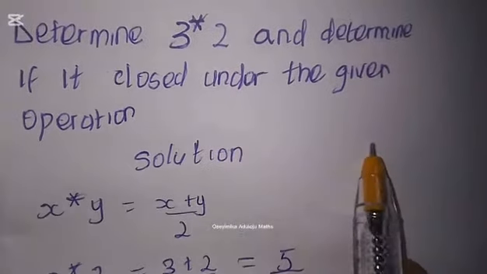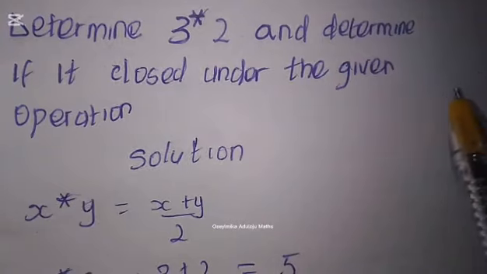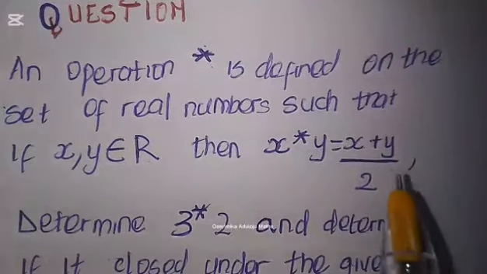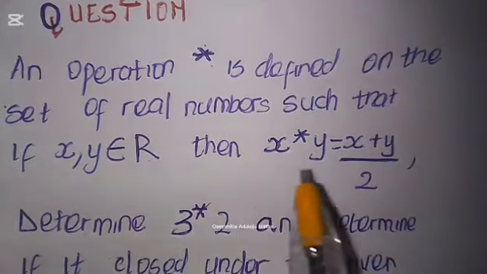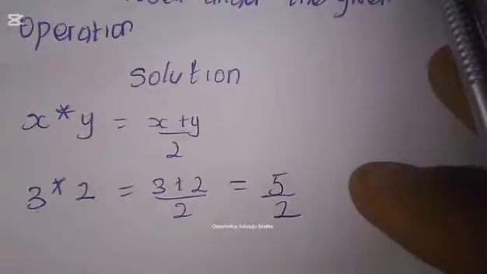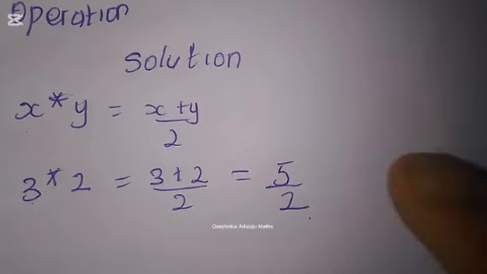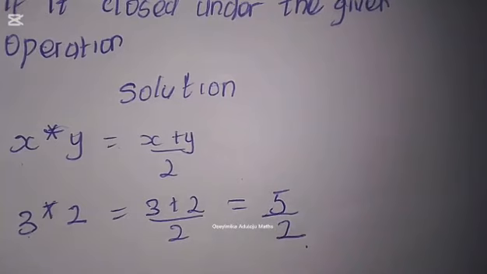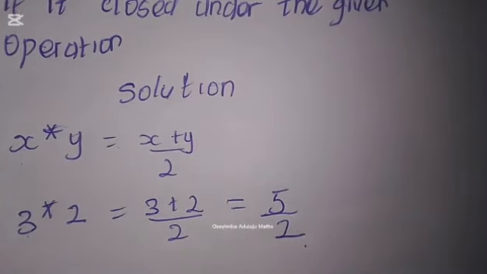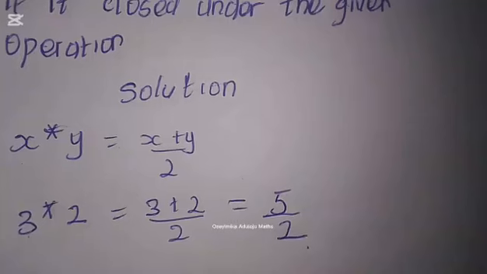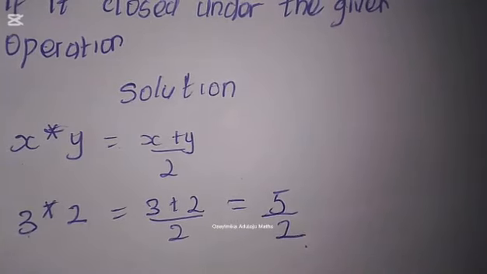Now the question says we should determine if it is closed under the given operation, that is, the operation is defined on the set of real numbers. With the answer given here as 5 over 2, the question now is: is 5 over 2 a real number? Yes, 5 over 2 is a real number because real numbers are all numbers except complex numbers. That is, real numbers are integers, rational numbers, irrational numbers, and all numbers except complex numbers. So 5 over 2 is a real number.